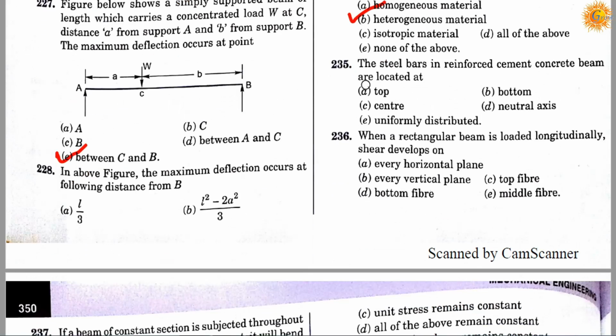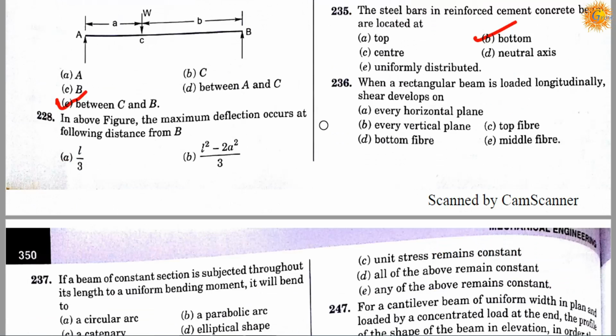Question number 235. The steel bars in a reinforced cement concrete beam are located at: option A, top; option B, bottom; option C, center; option D, the neutral axis; and option E, uniformly distributed. Correct answer is B. It's in the bottom.